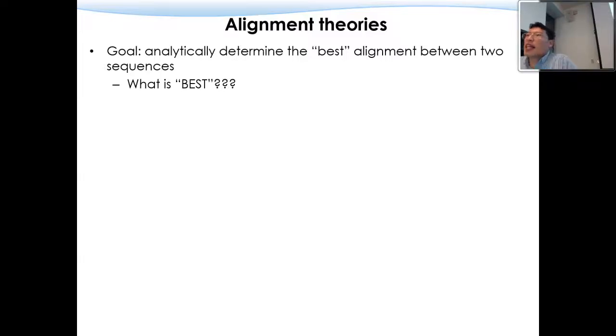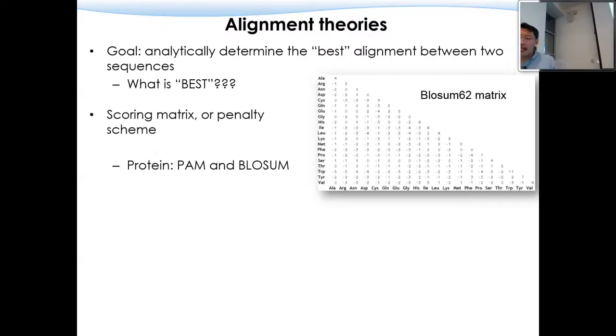And now let's get a little bit into the alignment theory. Again, I'm going to skip a lot of things because this is not a course on basic bioinformatics sequence alignment. But the goal here is to analytically determine the best alignment between two sequences. Okay, you have one sequence, you have the other sequence, you want to see whether they overlap, whether they're similar to each other. But the question here is, what is the best? And this is defined by a scoring matrix or penalty scheme.